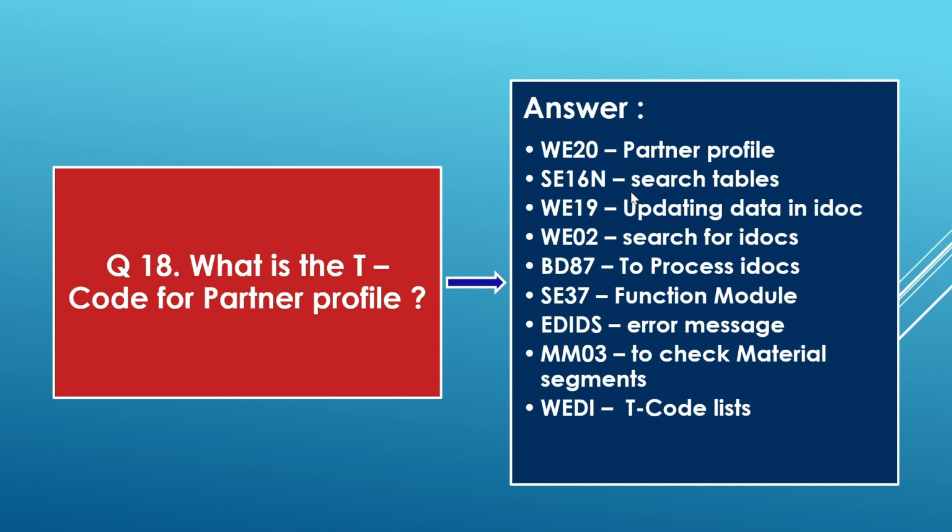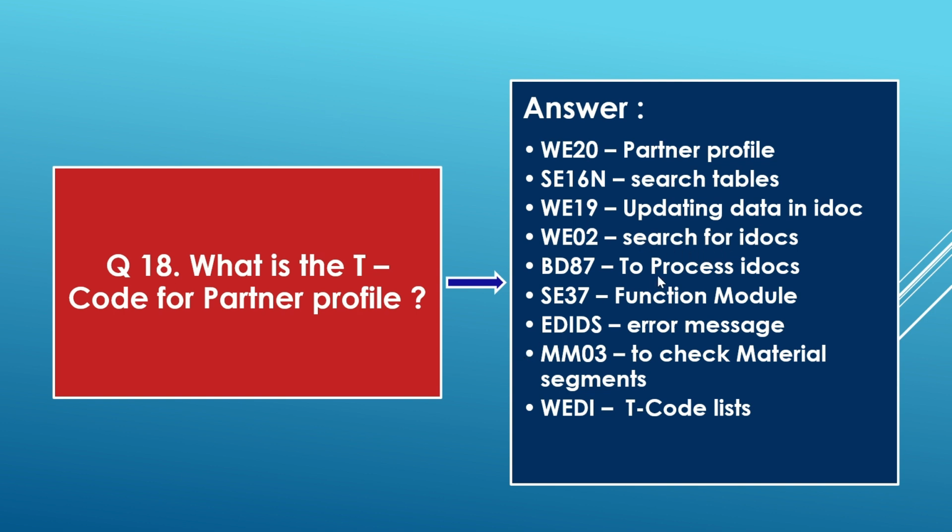SE16 or SE16N, which means we can search the tables here. Whether it is MARA, MARC or LFA1, every table can be searched here. WE19 is updating data in IDOC. We can manually edit the IDOC here. WE02 is searching for IDOCs. By giving filters like date, IDOC type and message type, we can search for the IDOCs in WE02.